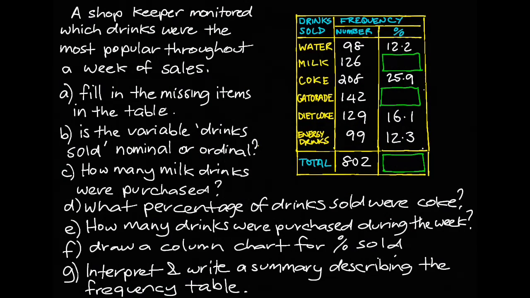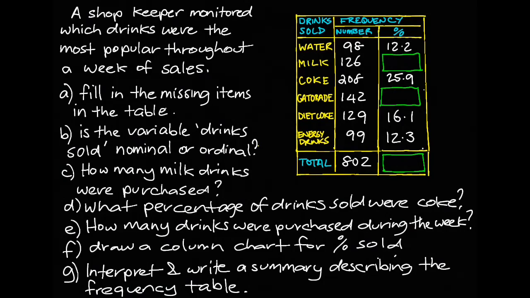Moving on to the last one. A shopkeeper monitored which drinks were the most popular throughout a week of sales. A. Fill in the missing items in the table. B. Is the variable drinks sold nominal or ordinal? C. How many milk drinks were purchased? D. What percentage of drinks sold were Coke?